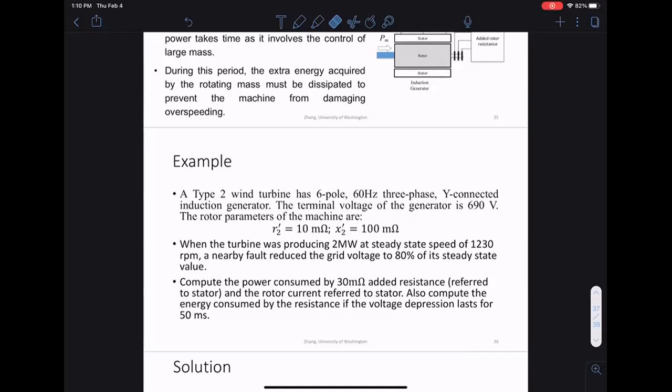All right, so let's see what happens here. What this question says is, I have something that's operating at steady state, but then a fault happens and the grid voltage drops to 80% of the steady state value. Then I add this resistance, and I want to know how much energy goes into this resistance.